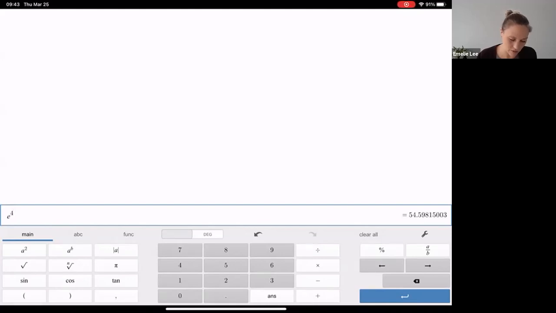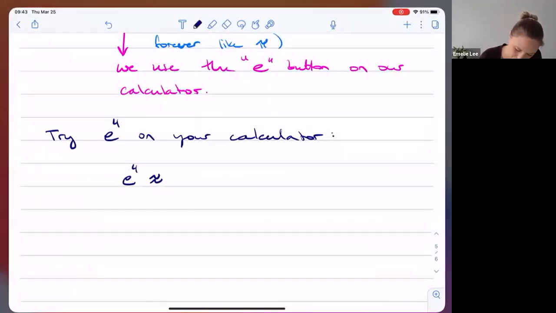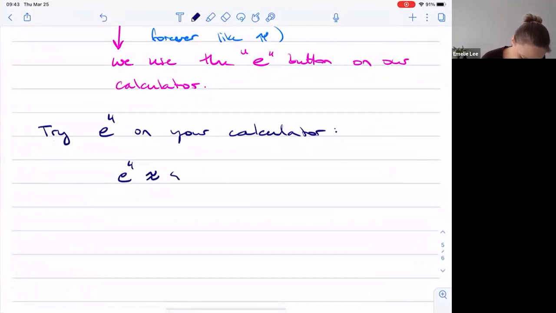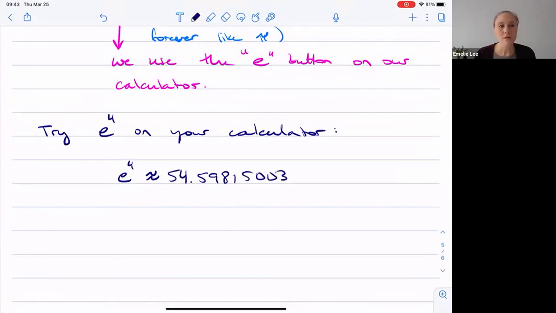E to the power of 4 is roughly 54.59815003. So just make sure that that's what you're getting when you try e to the power of 4.